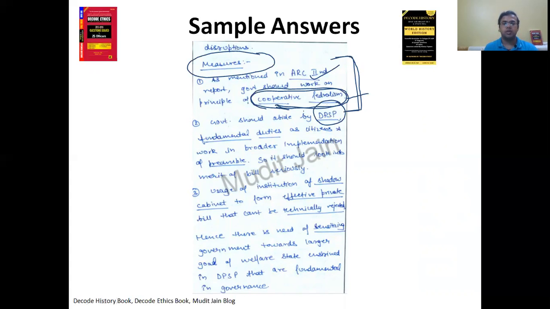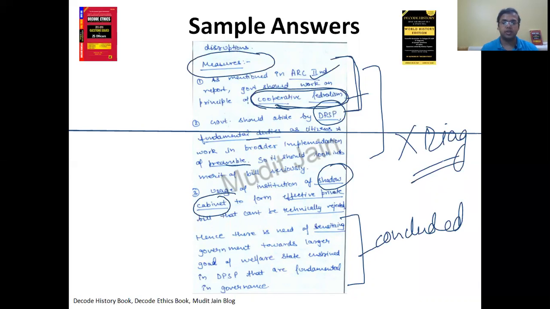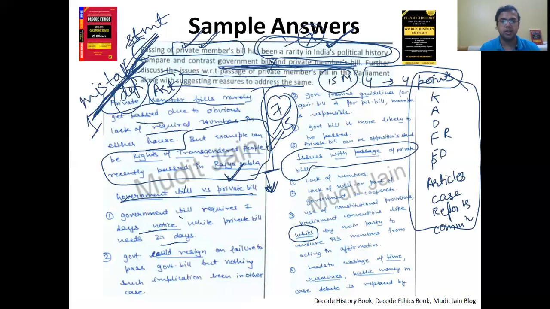Again, I have mentioned DPSPs, fundamental duties, preambles, etc. So enough keywords I have written. I have also written about the shadow cabinet, and then I have concluded. Mistake number three, if you can identify in this question, is that it is missing a diagram. So I've identified three mistakes as I've just plainly read my own answer. First was in the introduction, second was the statement, and third is that I have not drawn a diagram.